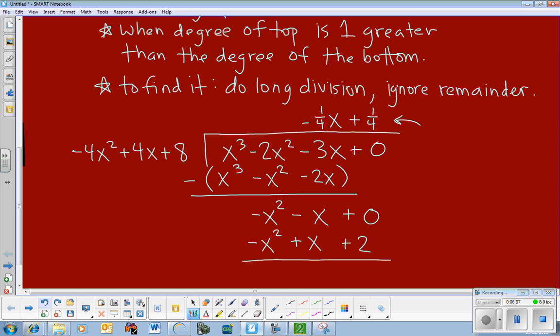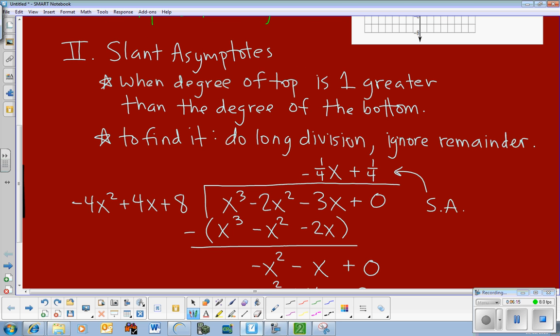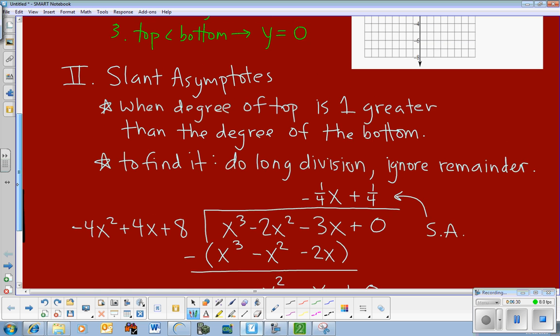So after you do long division, this is your slant asymptote. Again, if the degree of the top is 1 greater, you're going to have a slant asymptote every time. How do you find it? Actually do the division and then ignore the remainder, and the equation that you get, which should be a linear equation, is your slant asymptote. So negative 1/4 x plus 1/4.